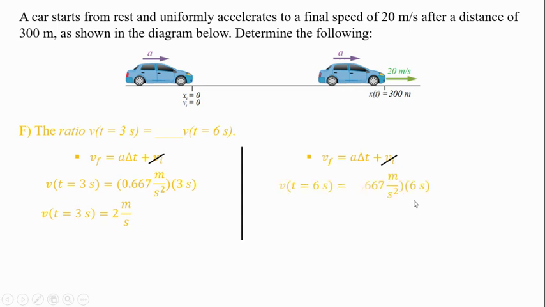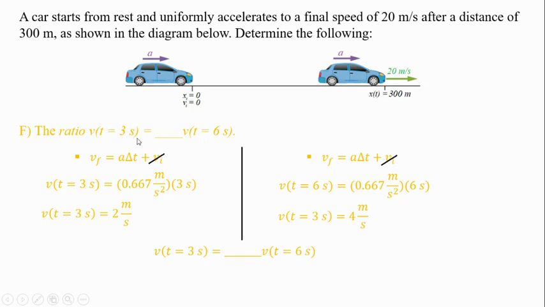Okay? But we need to do the same strategy to find the velocity at 6 seconds. So the only difference, once again, is the time. Acceleration stays the same. Instead of 3 seconds, we now have 6 seconds. So if you plug that in, we would say that the velocity at 6 seconds, this should not be a 3, this should be a 6. Okay, so if you're paying attention, my apologies, this should be v of t at 6 is equal to 4 meters per second.